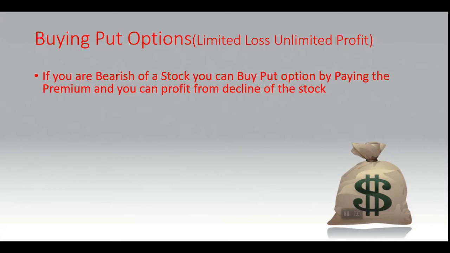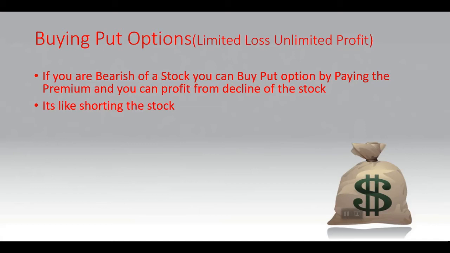Let's say you are bearish on a particular stock, but you are not sure about selling futures, because selling futures comes with unlimited loss. If the stock starts moving upside, you will get an unlimited loss. If you buy a put option and the stock declines, you'll get the profit, and even if the stock doesn't move down and starts moving upside, you'll lose only the premium you have paid. It's like shorting the stock.